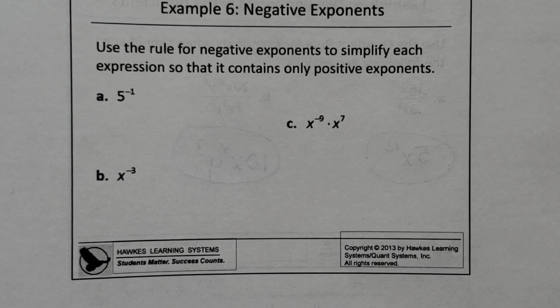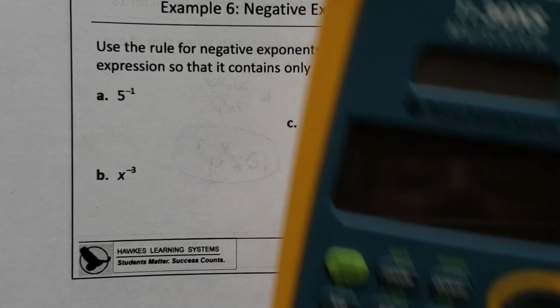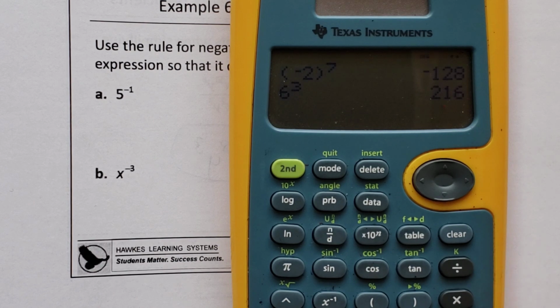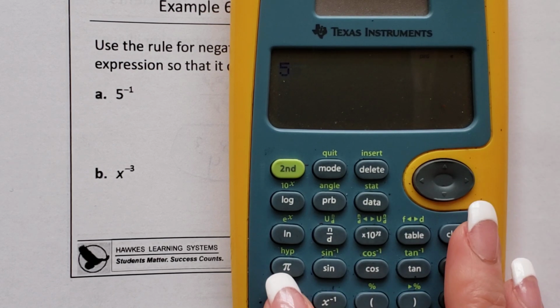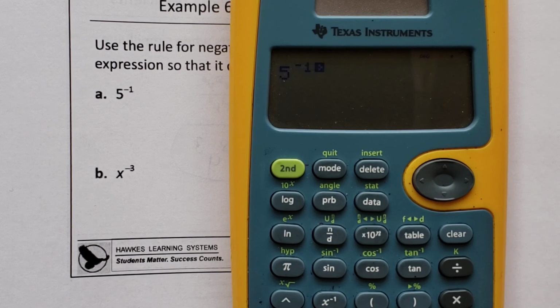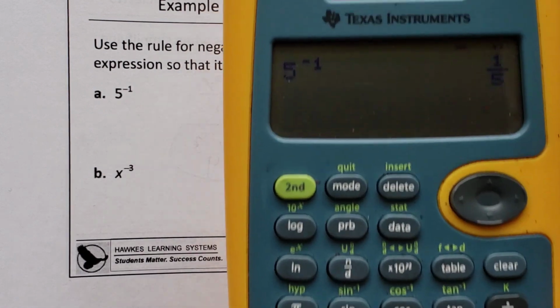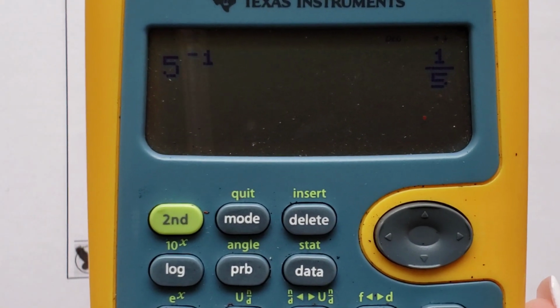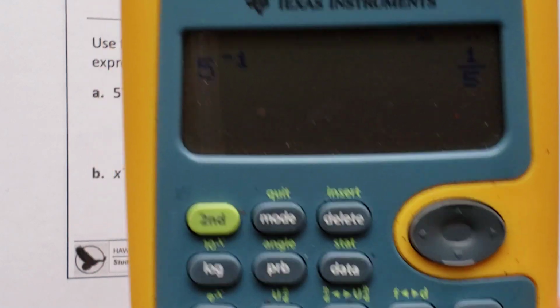This is 6.1 part 2. So I was talking about negative exponents. If I want to look at my calculator for a second, and see how I simplify 5 to the negative first, I can just type it into my calculator: 5 raised to the negative first. And my calculator will show me the answer is 1/5. Can you see that? 5 to the negative first is 1/5.